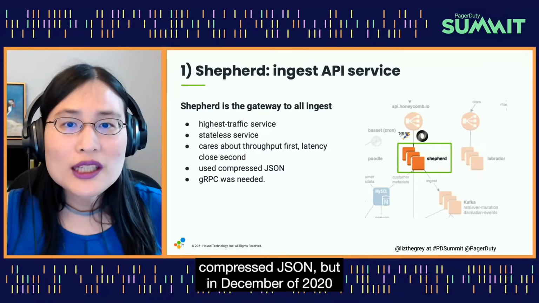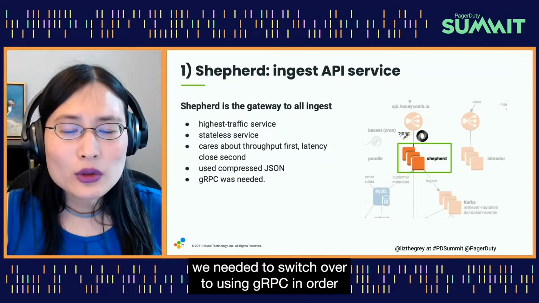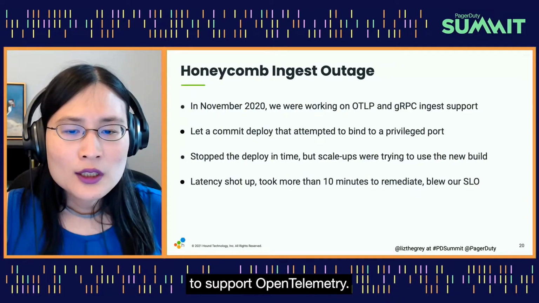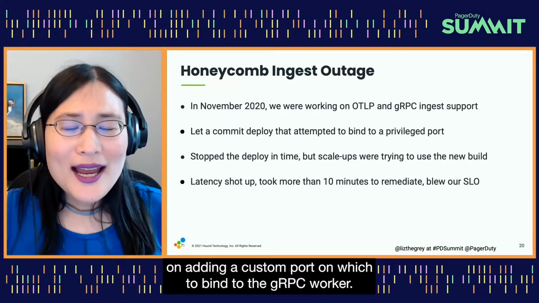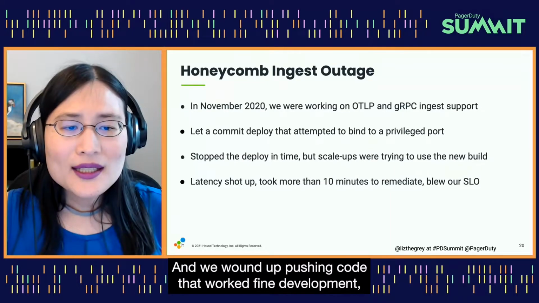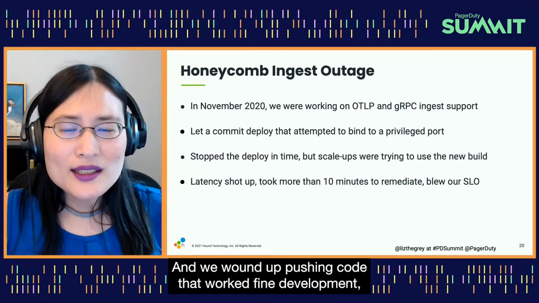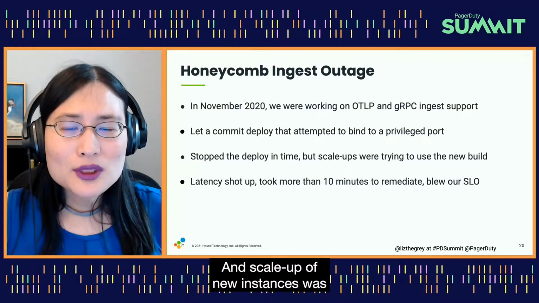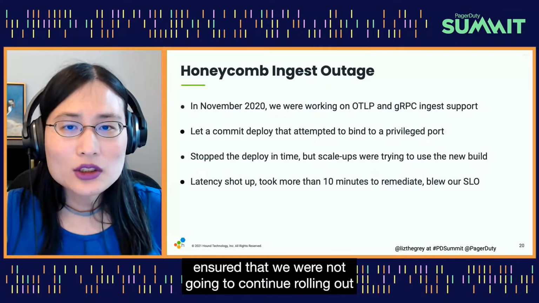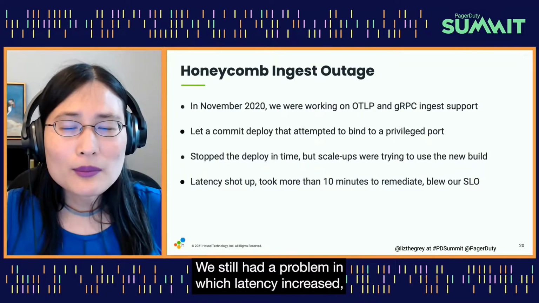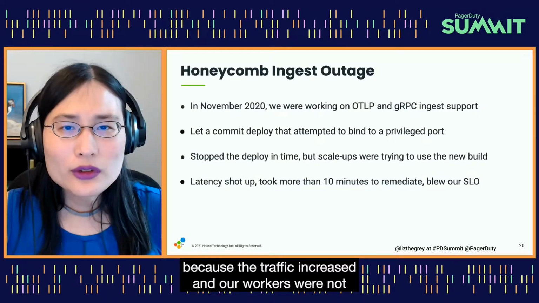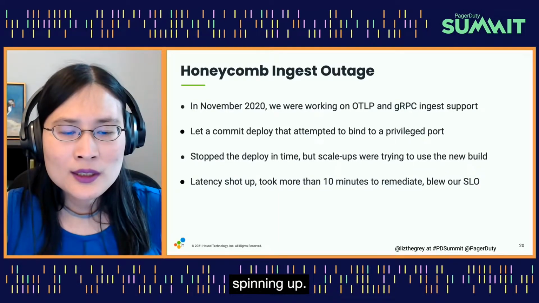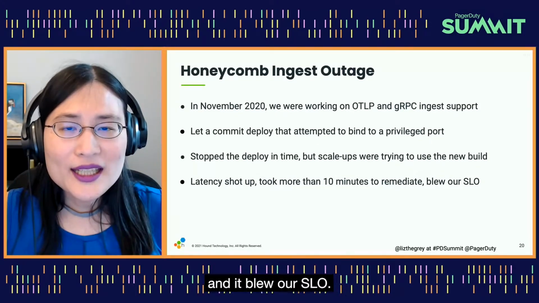But in December of 2020, we needed to switch over to using gRPC in order to support OpenTelemetry. So in order to do this, we were working on adding a custom port on which to bind to the gRPC worker. And we wound up pushing code that worked fine in development, but did not work successfully in production. Scale up of new instances was blocked, even though we automatically ensured that we were not going to continue rolling out the new build. We still had a problem in which latency increased because the traffic increased and our workers were not spinning up. So this took more than 10 minutes to remediate, and it blew our SLO.